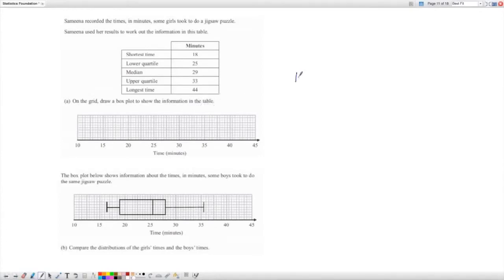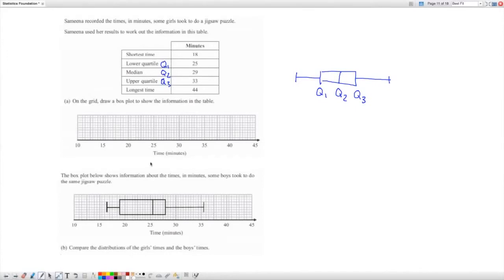So we need to draw a box plot here, the smallest, and then a box here, where we have our lower quartile, Q1, then here, our median, Q2, here, our upper quartile, Q3, and here, our largest value, so the longest time. Here we have Q1, Q2, and Q3.